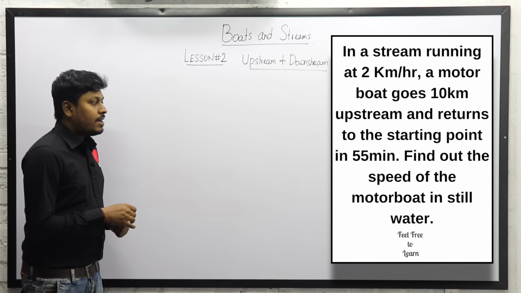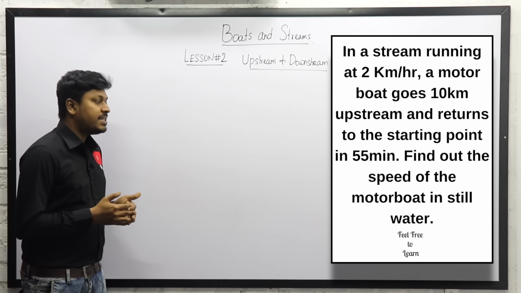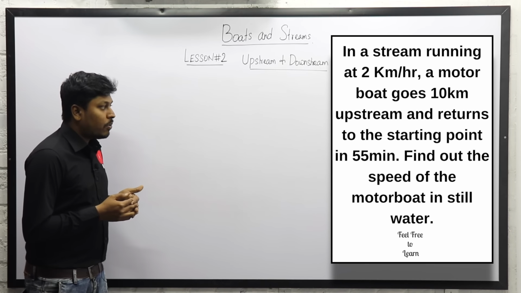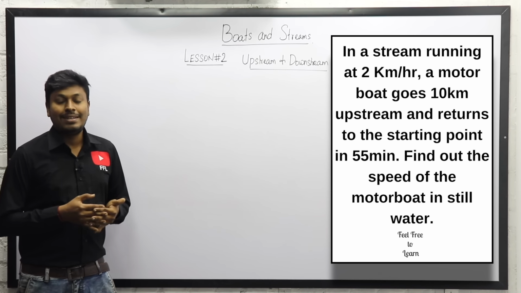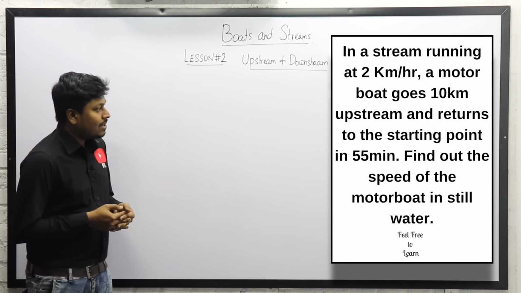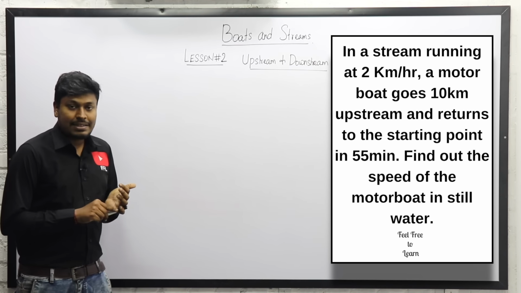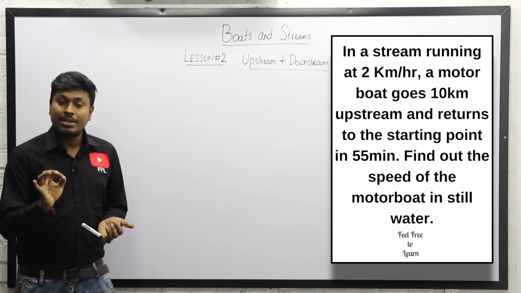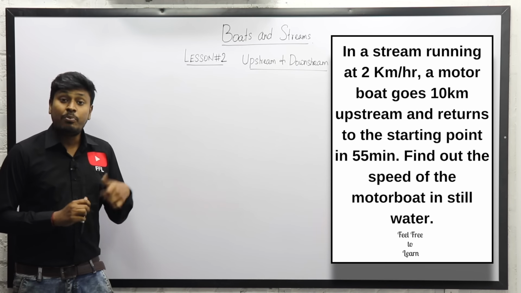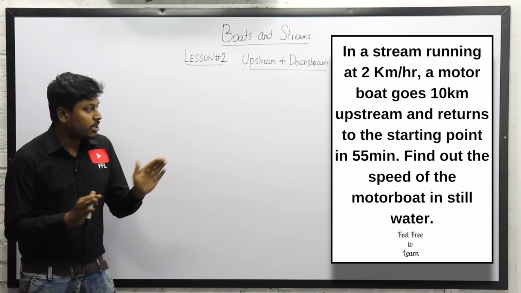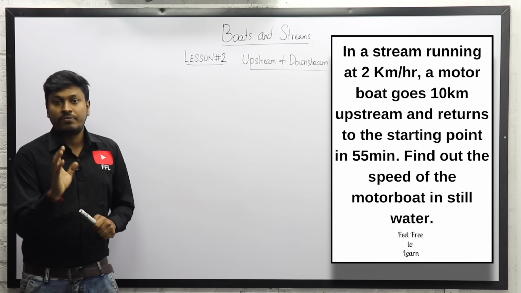In a stream running at 2 km per hour, a motorboat goes 10 km upstream and returns to the starting point in 55 minutes. Find the speed of the motorboat in still water. So just see what values they have given. In the stream running at 2 km per hour, what is the meaning of it? Stream speed is given, that is 2 km per hour. Is boat speed given? No, motorboat speed is not given. So our target is to find the speed of the motorboat.